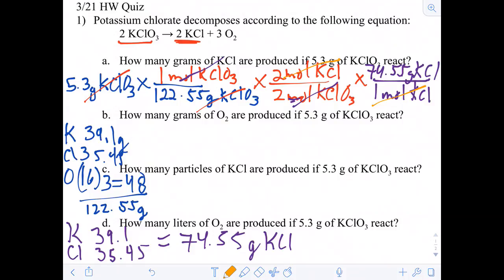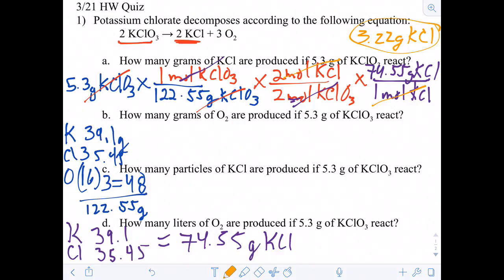So in your calculator, 5.3 divided by 122.55 times 2 divided by 2 times 74.55, that gets you grams of potassium chloride. Everybody all right with that? What was that? Times what? The last step is just times the weight of potassium chloride, so 74.55. Somebody put that in your calculator, tell me what you get. 3.224. Okay. 3.22. And that's grams potassium chloride. All right. So that's the first one.